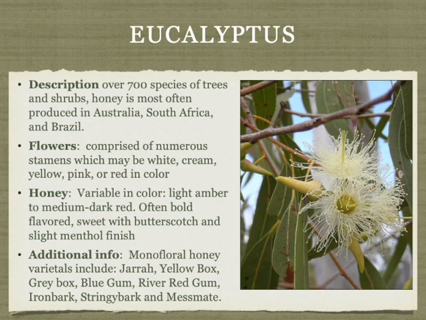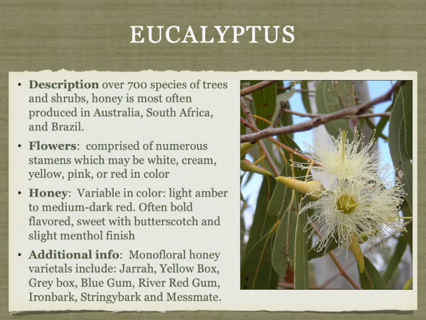Eucalyptus is a very large family of hundreds of species of trees and shrubs. The honey is most often produced in Australia, South Africa, and Brazil, maybe a little bit over in California, other places. The honey is variable because there's so many different species of eucalyptus.